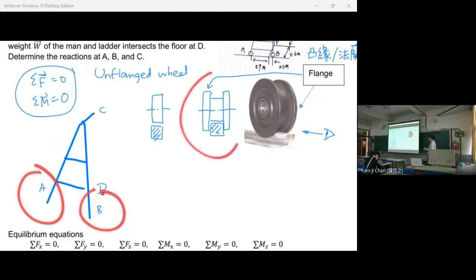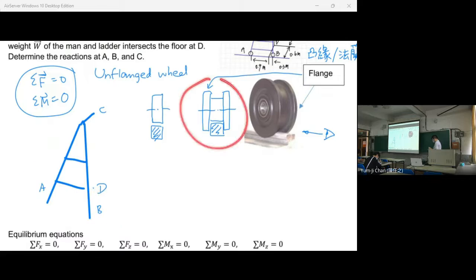So what kind of supports do we have at A and B? Let's look at the flange wheel. Can this wheel go up and down? No, because there's a rail, right? Can it go left or right? No, because there is a flange. Can it go along the rail? Yes. So we have two forces.